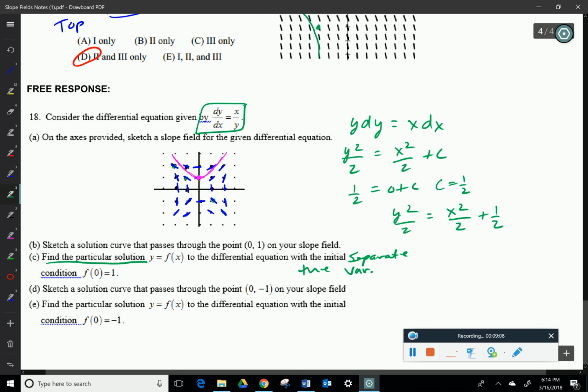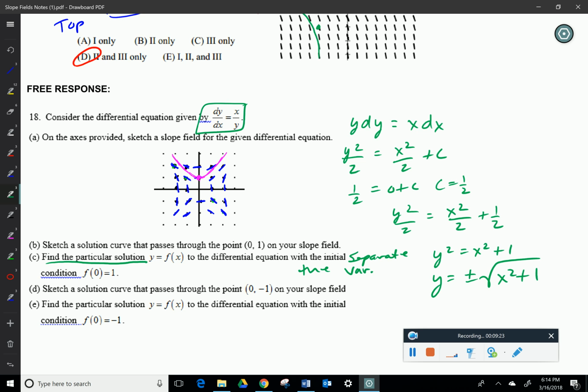And how about we multiply through by 2? So really what I have is y squared equals x squared plus 1, or y equals plus or minus square root of x squared plus 1, right? Well, we've talked about this concept before. How do I know if they want the positive or the negative square root?